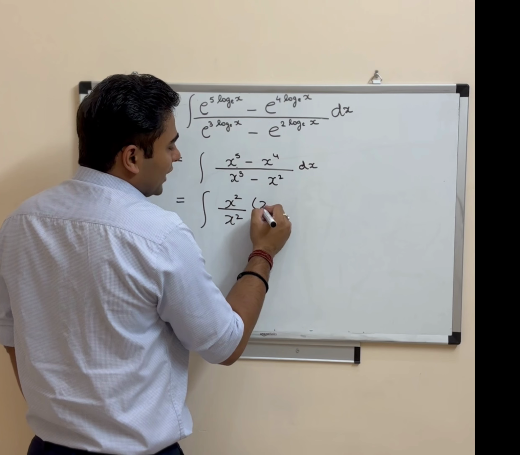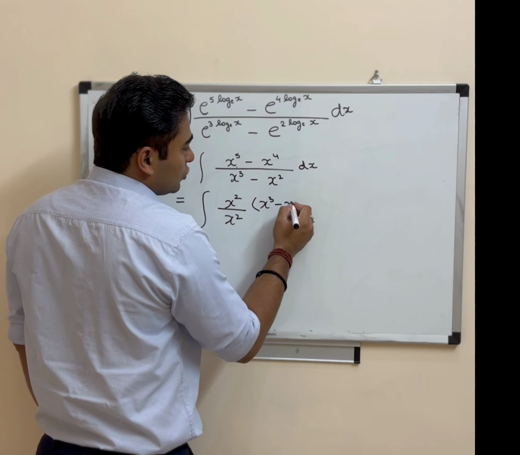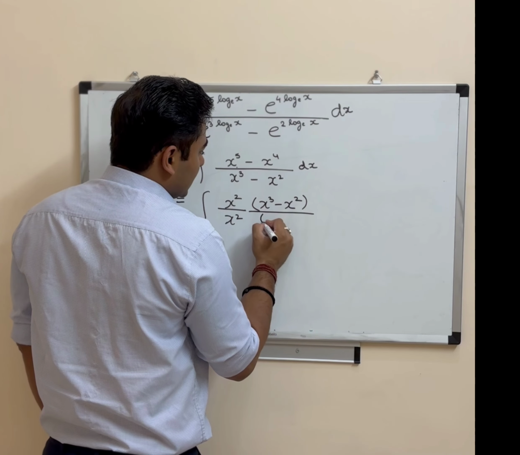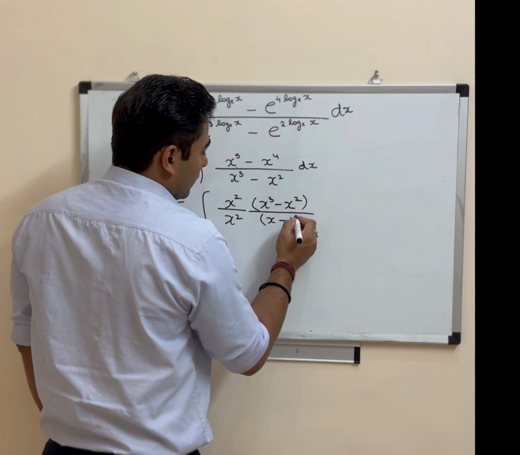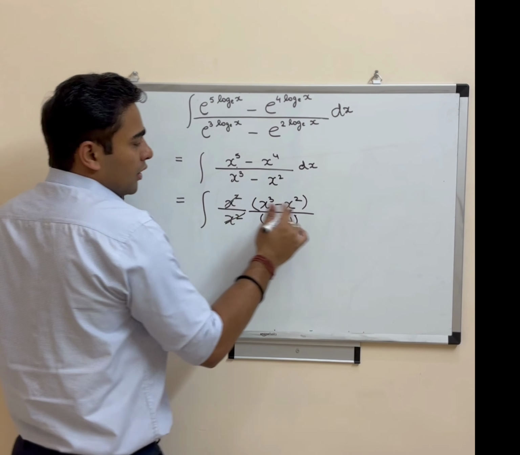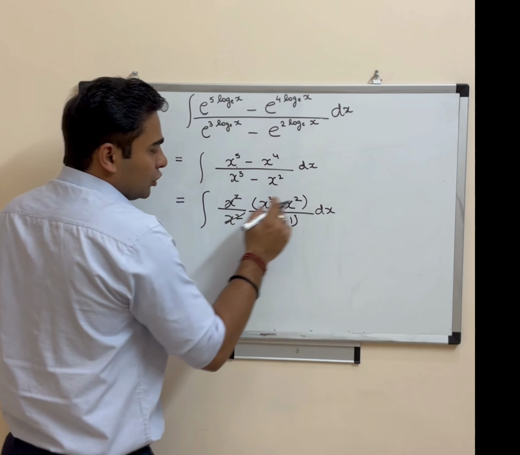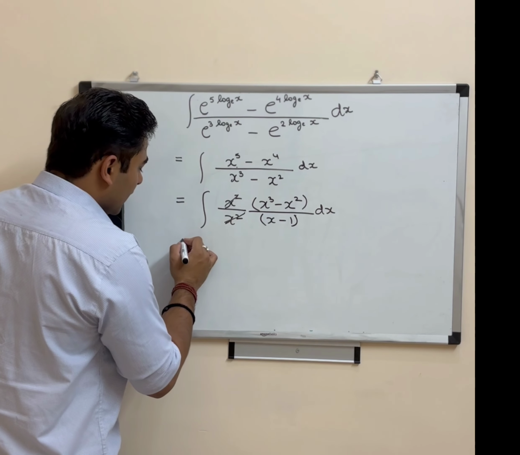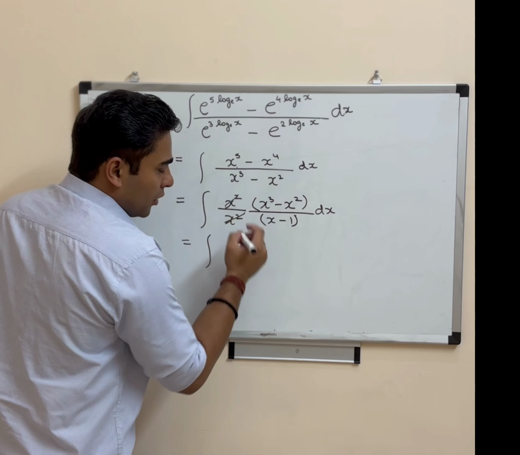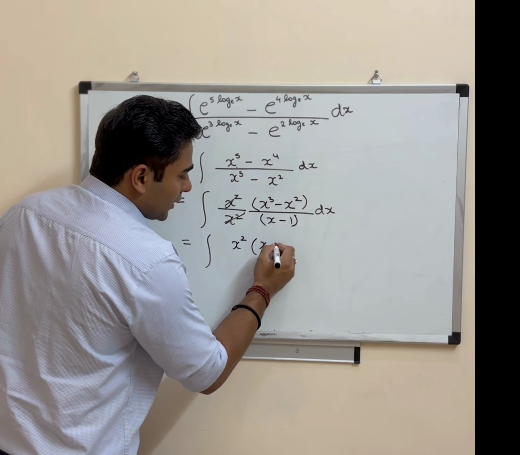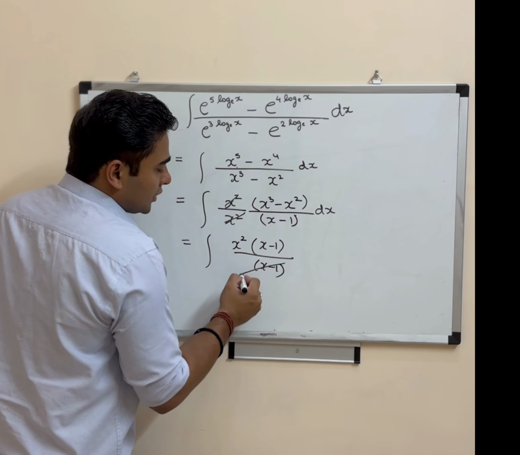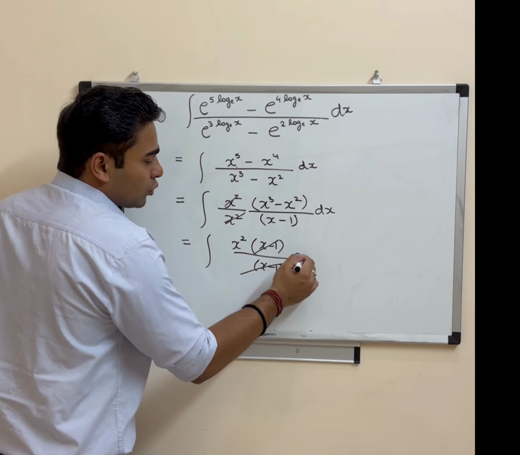You will be getting x raised to the power 3 minus x raised to the power 2, and here you will be getting x minus 1. So this would cancel out. Now this would again be reduced to, what we can write here is integral, you will take x square common in numerator, you will be getting x minus 1, and in denominator you will be getting x minus 1. So this is nothing but integral x square dx.